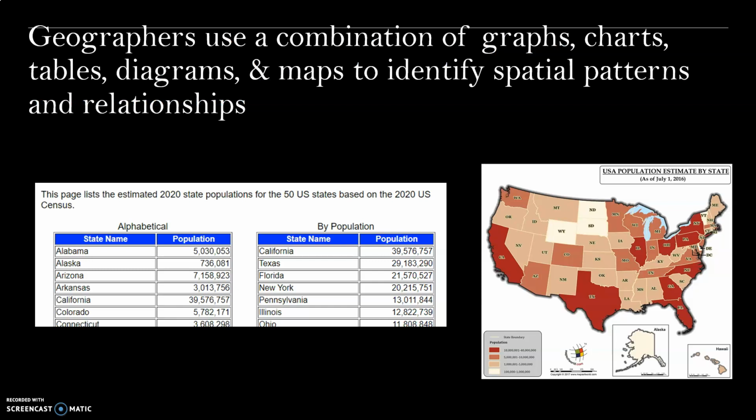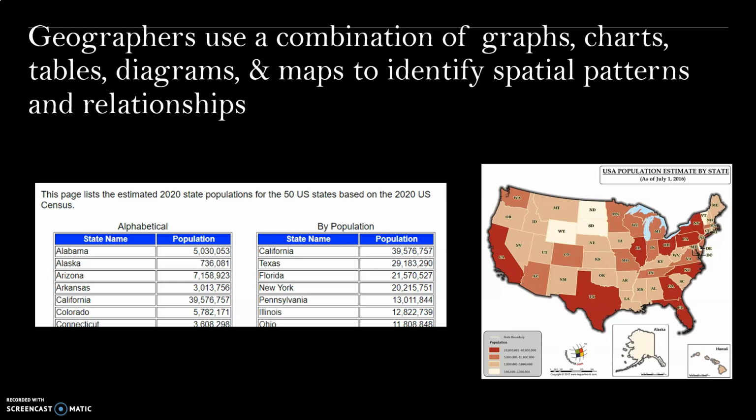Your first set of notes that you're going to record for the right-hand side is that geographers use a combination of graphs, charts, tables, diagrams, and maps to identify spatial patterns and relationships. Here, I know they're two different years, but on the left you see a chart that has the states' names in alphabetical order, and how many people were recorded living in that state in the 2020 state census. So this would be an example of just a table with data.